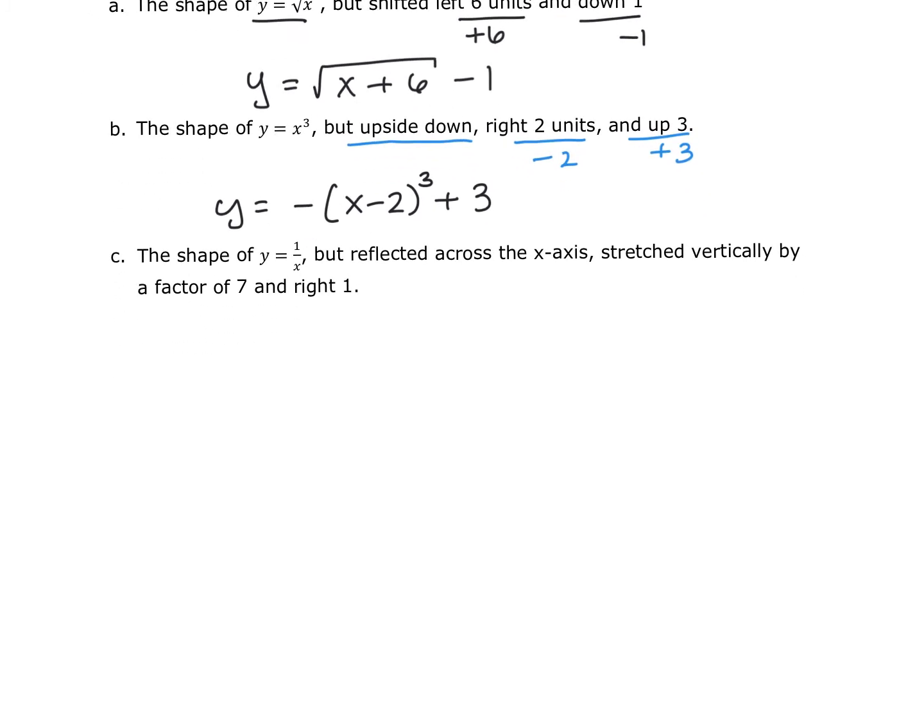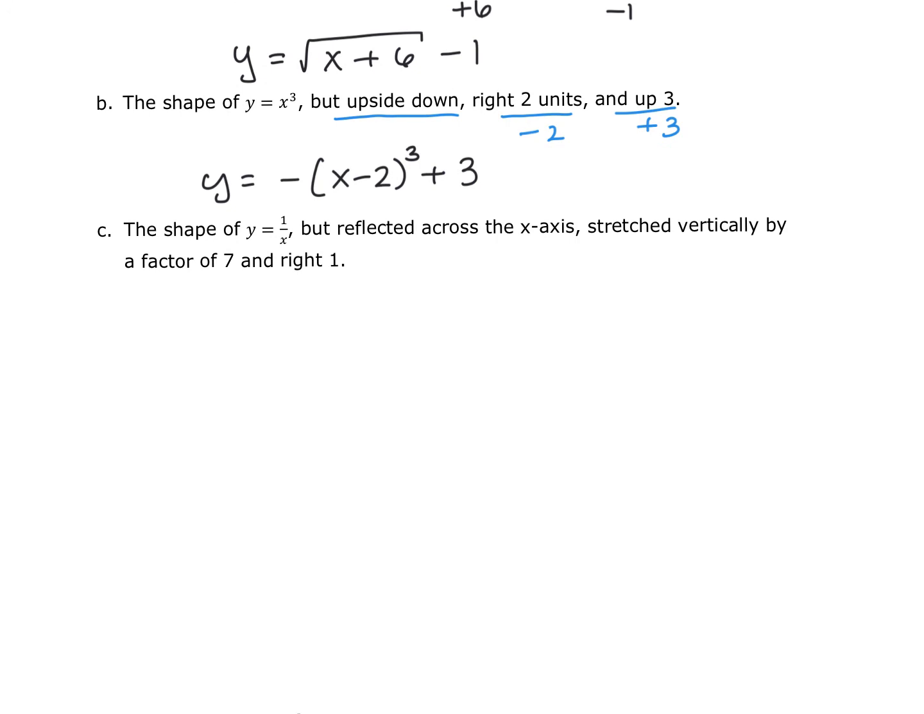Then we have our last one here. We have the shape of y is equal to 1 over x, but reflected across the x-axis, stretched vertically by a factor of 7, and right 1. The right 1 means that inside my function, I need to have a -1, so it'd be x minus 1.